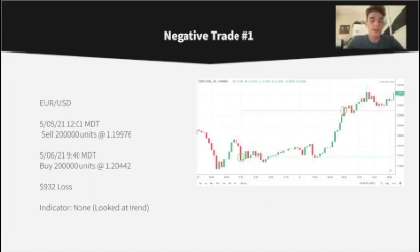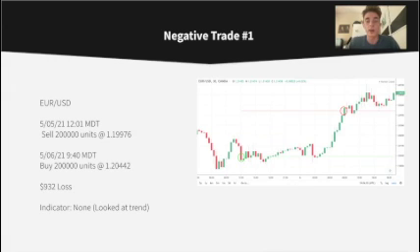The first negative trade that I want to talk about is our EUR to USD trade. This one, we shorted 200,000 units. As you can see on the chart, I've included some lines and circles where you can see where I bought and sold the currency. This was definitely our big loser. This one, we lost $932.